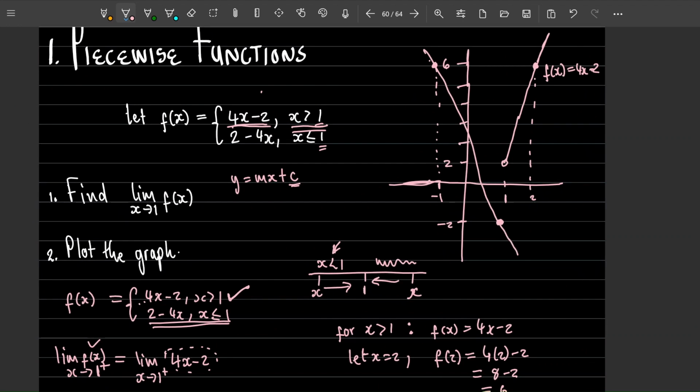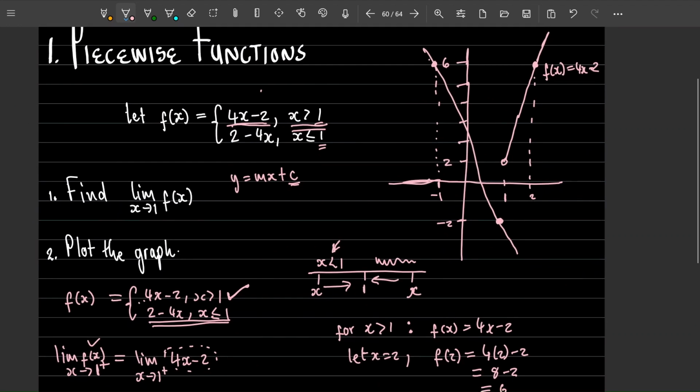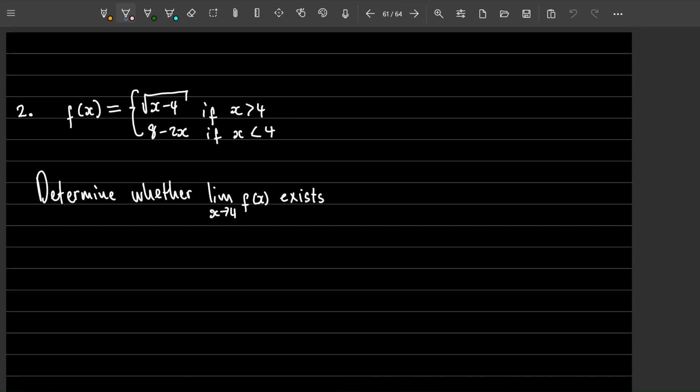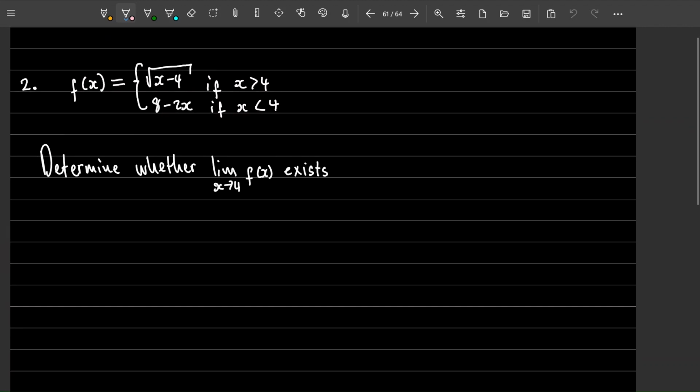Something like that, okay? My graph is ugly, but I just wanted you to see how we do the graph. You're done, okay? The concept, you get it. Now let's do this one again. Limit of f of x is equal to square root of x minus 4 if x is greater than 4, and so on. Determine whether the limit exists. So now you're smart. Now you know how to do it.